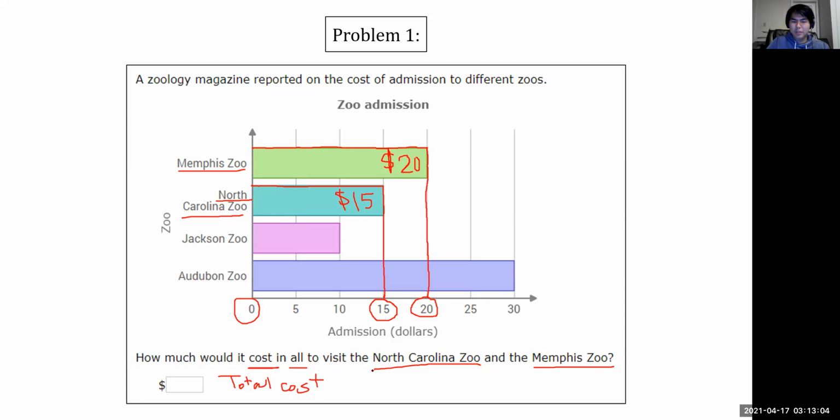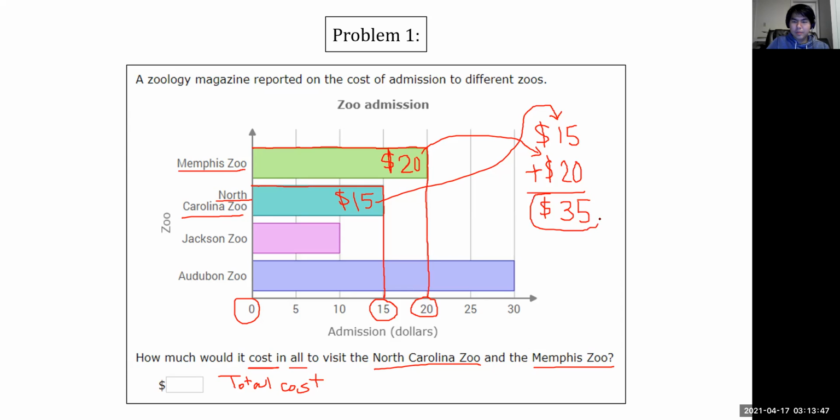Now that we have the two costs of admission that we need, we can calculate the total cost. How much it would cost in all to visit the North Carolina Zoo and the Memphis Zoo. So what we're going to do is add up these two numbers. I am going to add together the cost of admission for the North Carolina Zoo, which is $15, and then add the cost of admission for the Memphis Zoo, which is $20. 15 plus 20 is equal to 35.